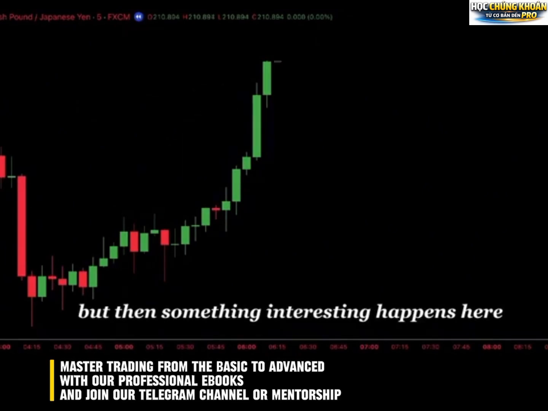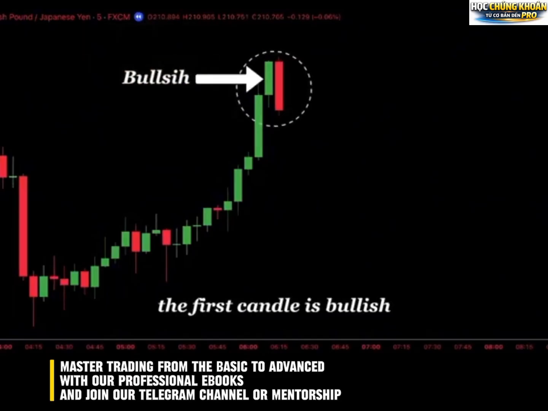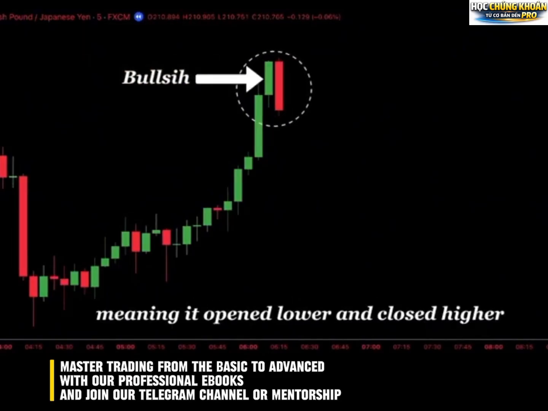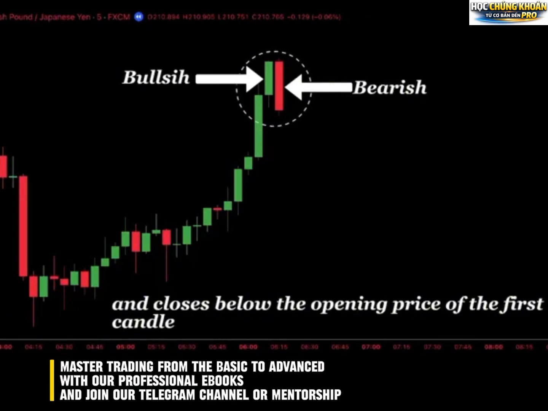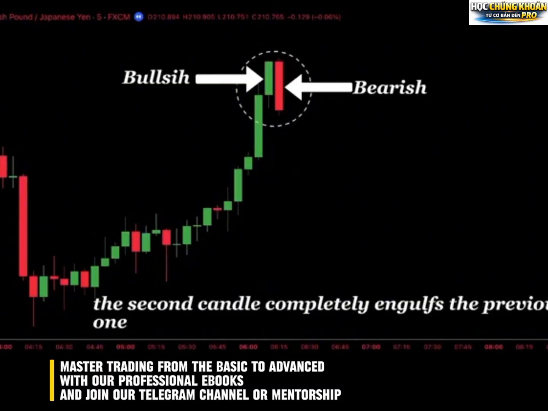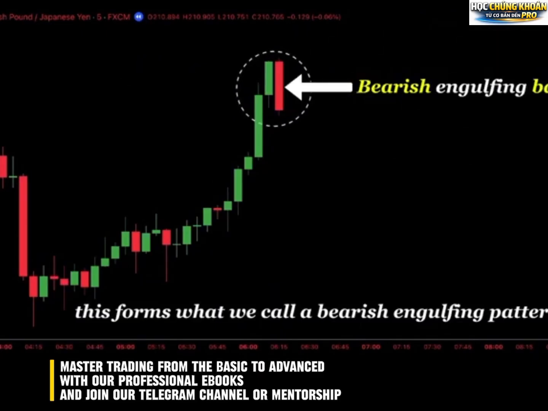But then something interesting happens here. Look at these two candles. The first candle is bullish, meaning it opened lower and closed higher. But the second candle opens above the closing price of the first candle, and then suddenly moves down and closes below the opening price of the first candle. When this happens, the second candle completely engulfs the previous one. This forms what we call a bearish engulfing pattern.